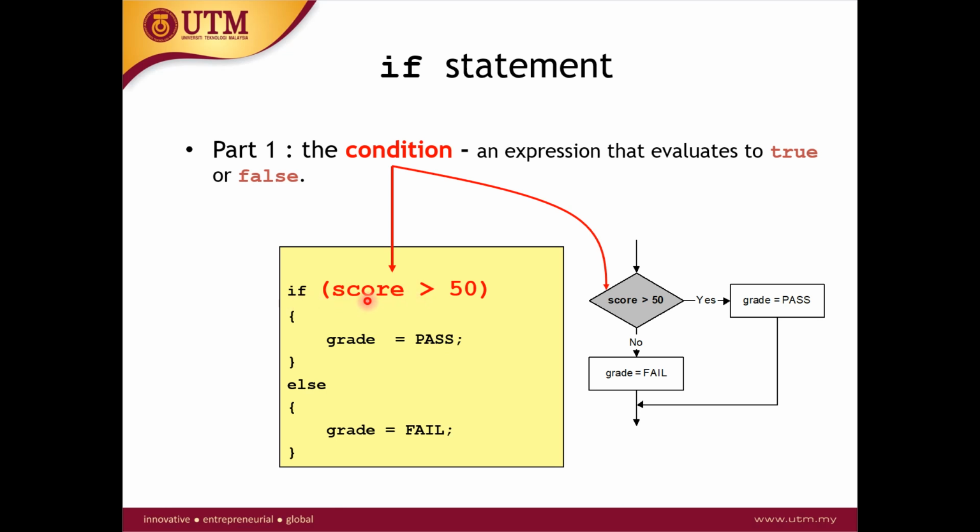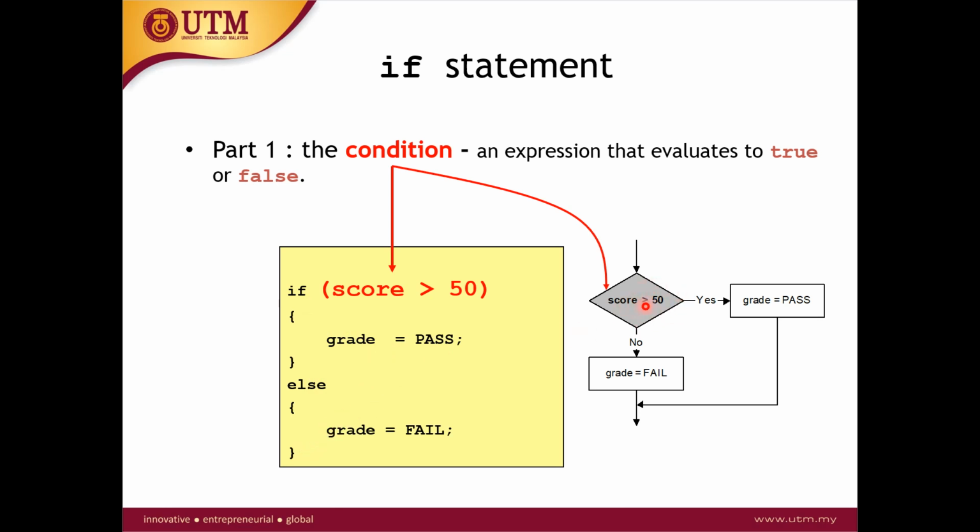For example, we already have a variable whose name is score. If score is greater than 50, what's going to happen? Execute those statements which are between those two brackets. Else, so if it's not true, execute this one. So, for example, we've got this flowchart.